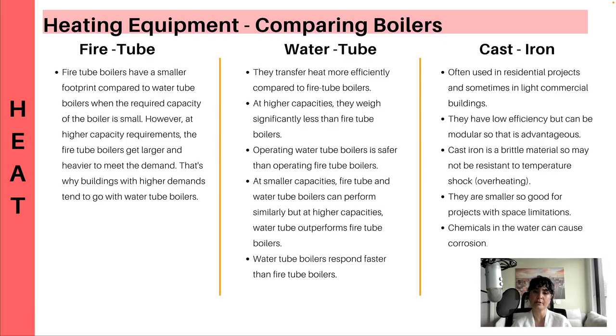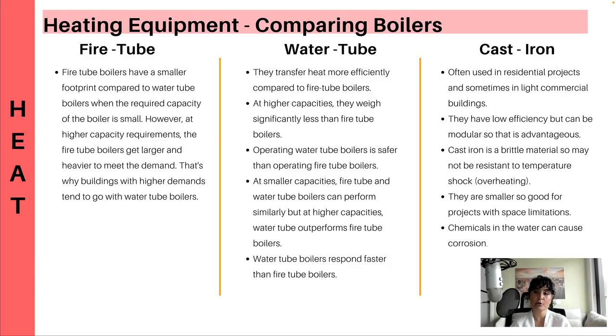Also, water tube boilers transfer heat more efficiently compared to fire tube boilers. Again, at higher capacities, they weigh significantly less than fire tube boilers. Operating water tube boilers is safer than operating fire tube boilers. At small capacities, fire tube and water tube boilers can perform similarly, but at higher capacities, water tube outperforms fire tube. And lastly, water tube boilers respond faster than fire tube boilers.